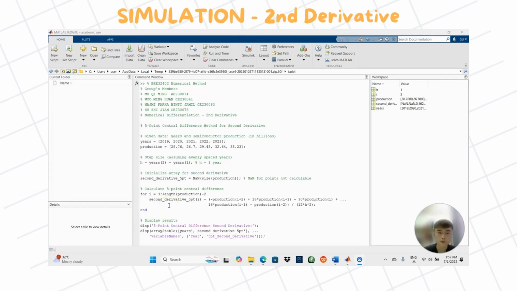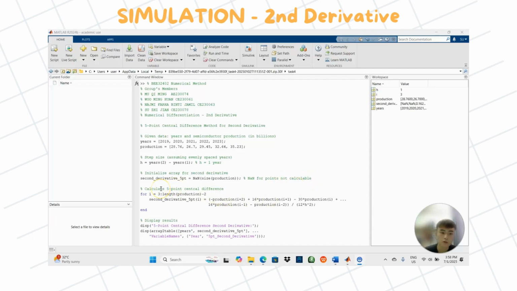In this video, I will continue with the 5-point central difference method for the second derivative in the same question. This is the data given, which is the years and the semiconductor production in billions. The data is the same and the step size is also the same, h equal to 1 year. And this code is for the NaN for the points that cannot be calculated.